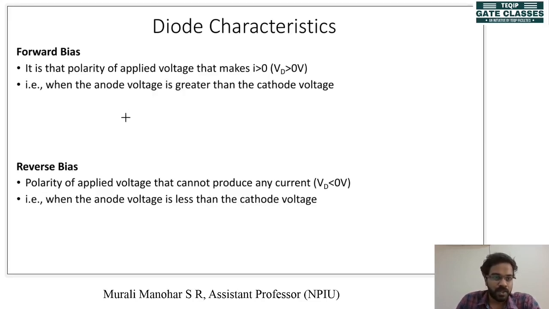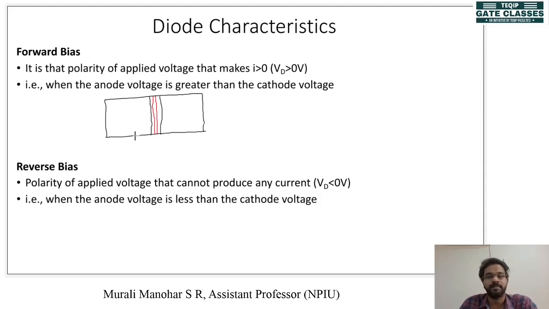Okay, so during forward bias, what happens to the junction is, let's say this is our diode and this was our junction. The junction doesn't have any free holes or electrons. So as we apply forward bias, the width of the junction decreases. This becomes the new width of the junction.